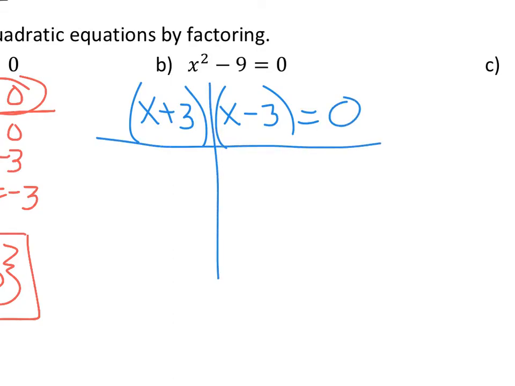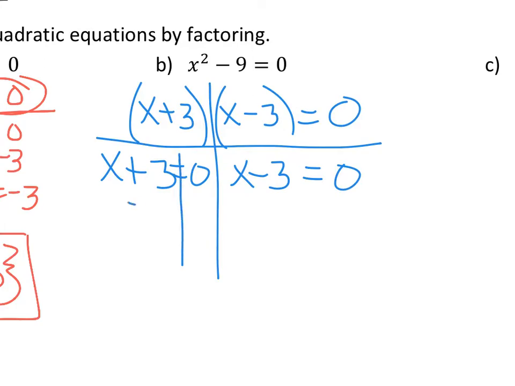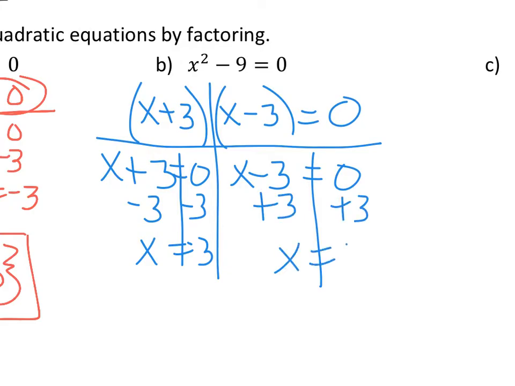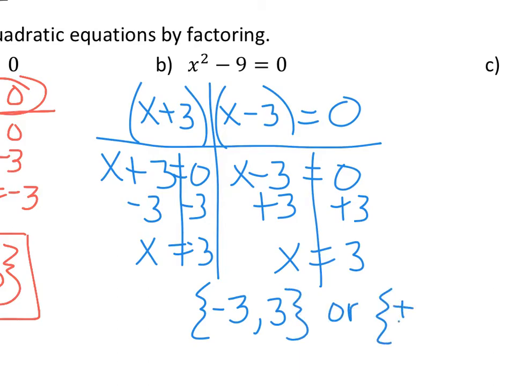Split up your factors and create two different equations. Sometimes you can have more than two equations, depending on how many factors you have. Set them both equal to 0. Now solve. Add 3 on one side and x equals 3; on the other, subtract 3 and x equals -3. So your roots are -3, 3. You could also write them as plus or minus 3. Either is sufficient.